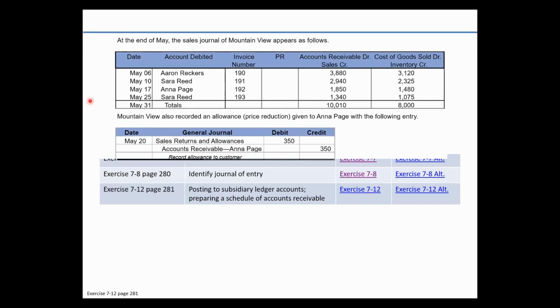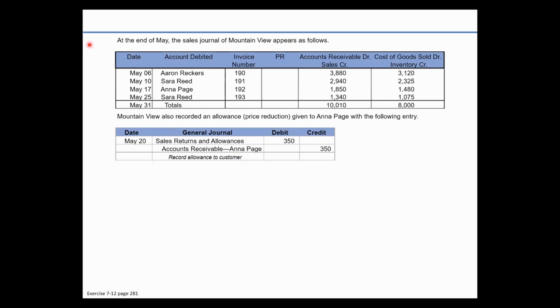At the end of May, the sales journal for Mountain View appears as follows. So we see here, these were all the sales that they made. When we go to journalize this, we would debit the accounts receivable for this amount. We would credit sales for this amount, and then we would debit the cost of goods sold for this amount and credit our inventory, because this is what our cost is. This is what we actually are expecting that will be paid.